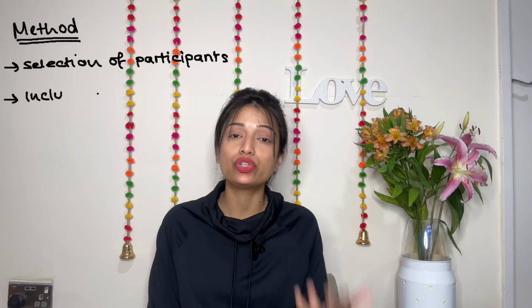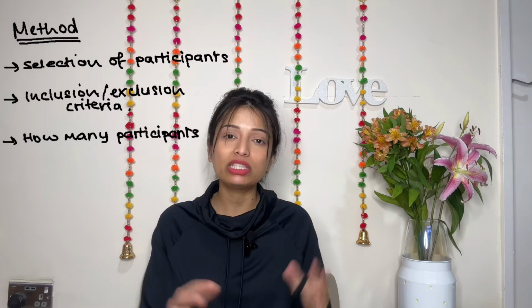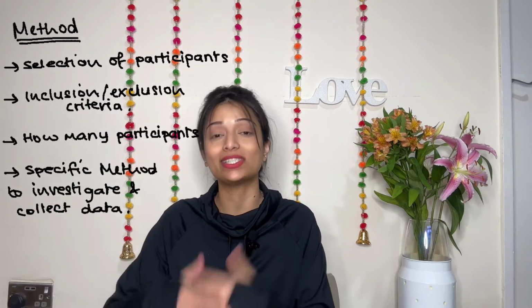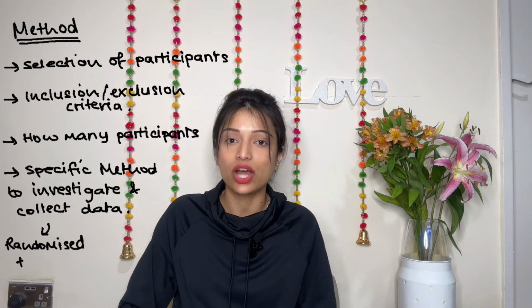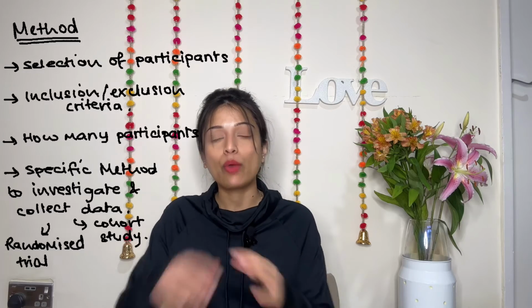So continuing from my example, I'd be discussing factors like how am I incorporating participants, what's my inclusion-exclusion criteria, how many participants are going to be included, and what type of method am I going to utilize to investigate this. So is it going to be a randomized trial, is it going to be a double-blinded trial, or is it just going to be a cohort study? And why am I leaning towards doing one more than the other?